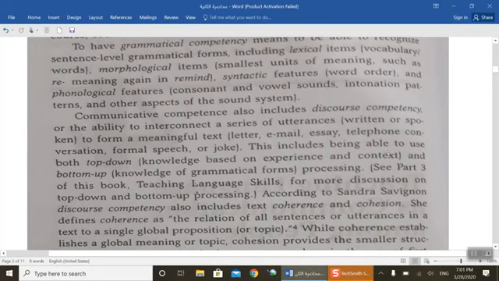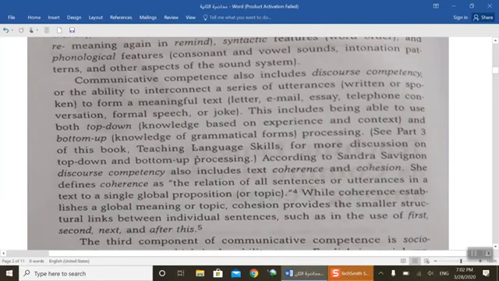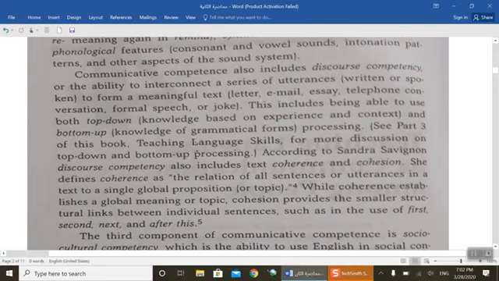This includes being able to use both top-down and bottom-up. What do they mean? Top-down means knowledge based on experience and context, and bottom-up means knowledge of grammatical forms. Here, the writer told us about examination of this in part 3.